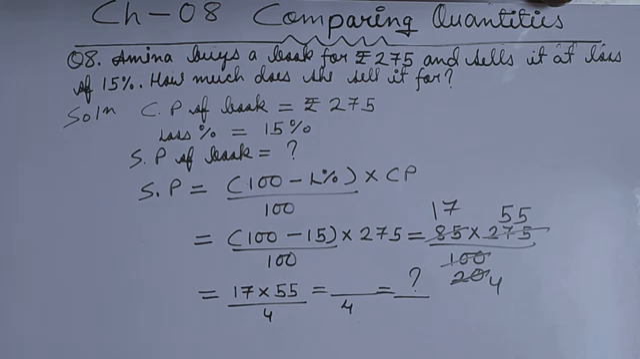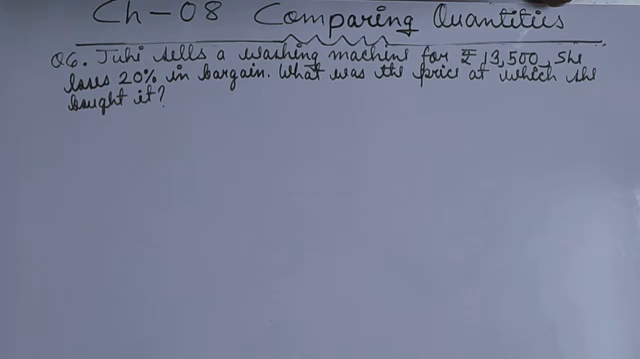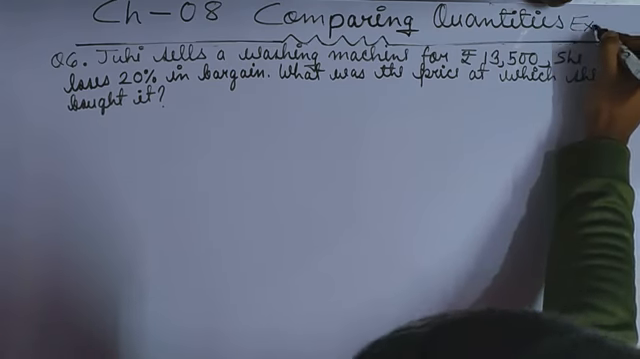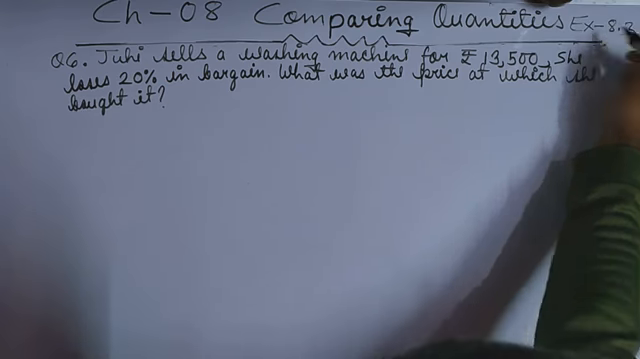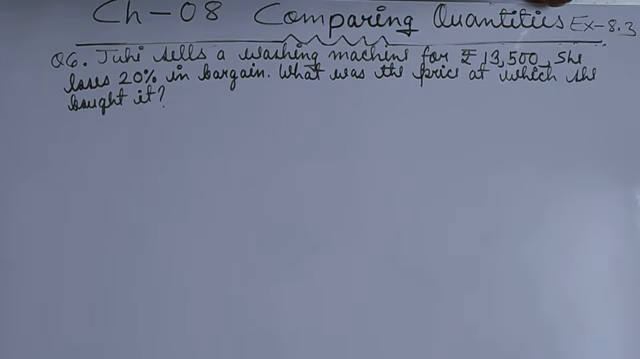Now we'll move to the questions in which we have to find out cost price and when the selling price is given to you. So let us solve these type of questions. Now this is the question number 6 of your exercise 8.3. Question number 6 says Juhi sells a washing machine for rupees 13,500. She loses 20% in the bargain. What was the price at which she bought it?